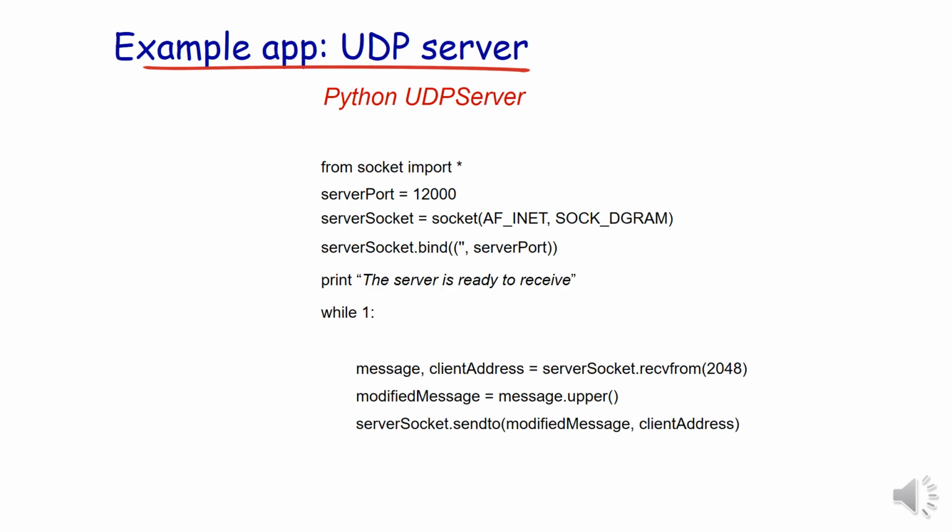So after binding, the server enters into an infinite loop, while 1. This while 1 followed by a colon is part of the syntax, and this is an infinite loop. These three statements are inside the while loop. Instead of the curly brackets in Java and C programs, we use indentation for representing the statements inside the while loop.